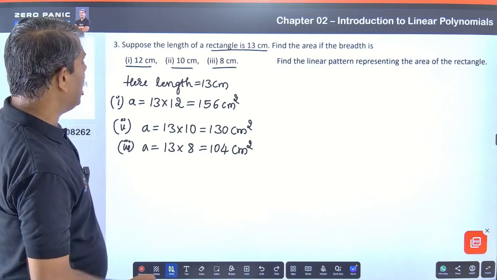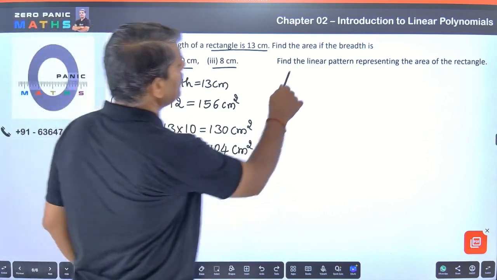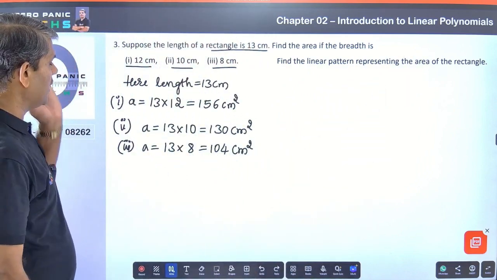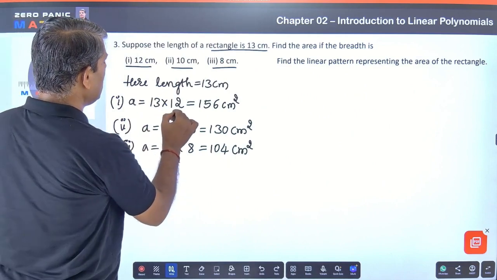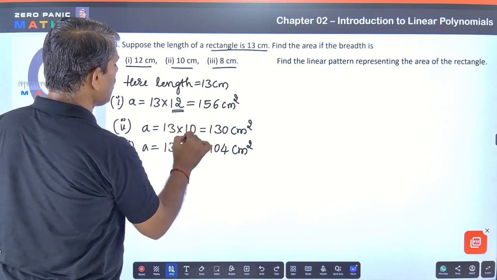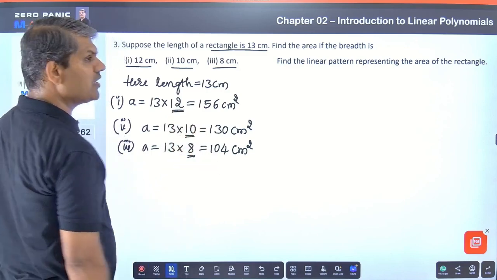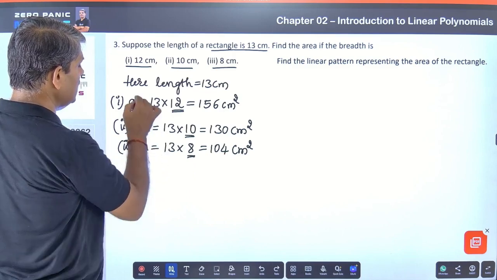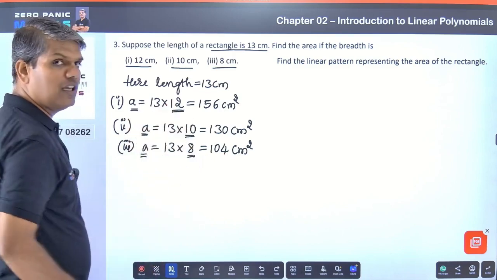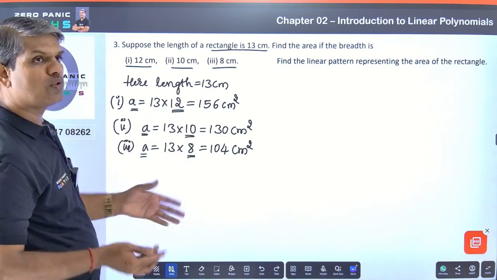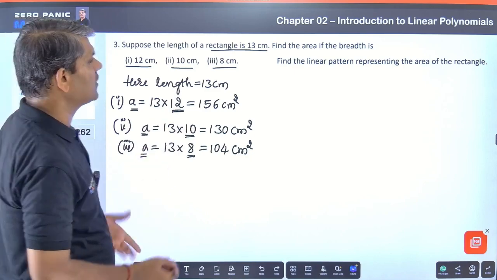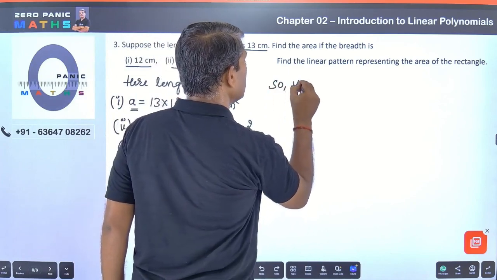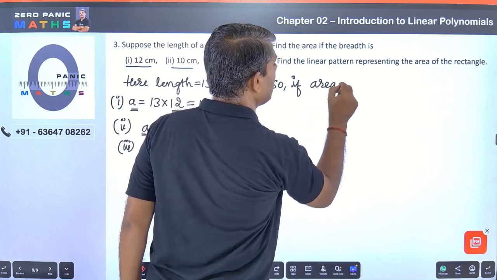Now if you look at the pattern here, you see that we must find the linear pattern representing the area of the rectangle. Finally, after calculating the values, you are substituting the different values of width. Suppose this width is considered as W, and area is considered as A here. What you see is 13 is fixed and W is different in all these values. So what expression can we derive by using this? Simply, area is equal to the area of a rectangle, right?